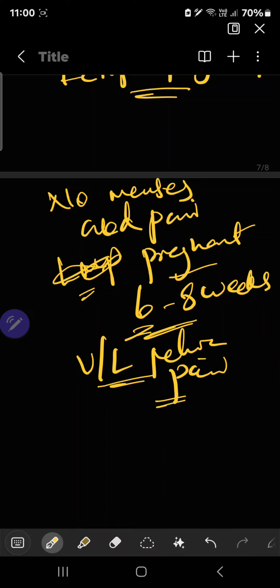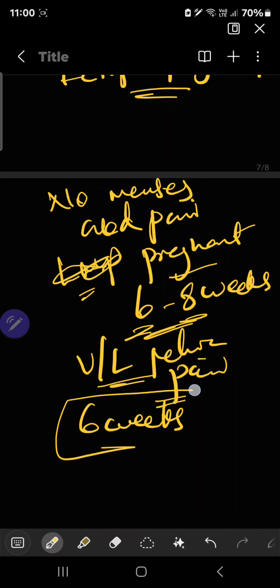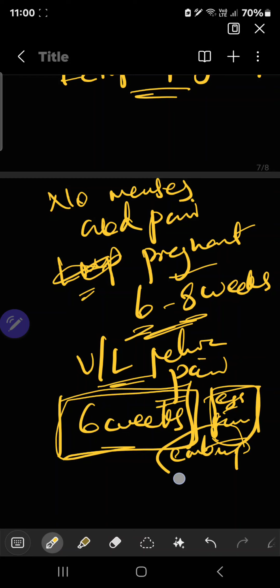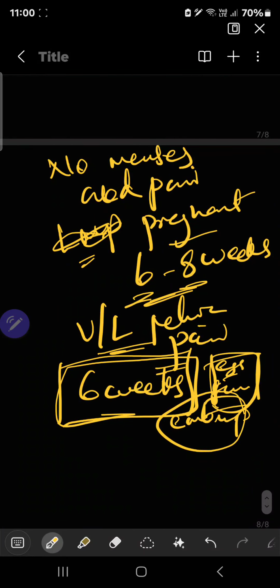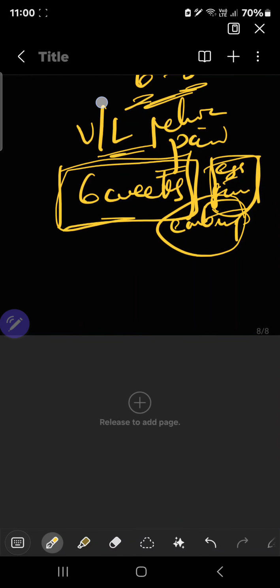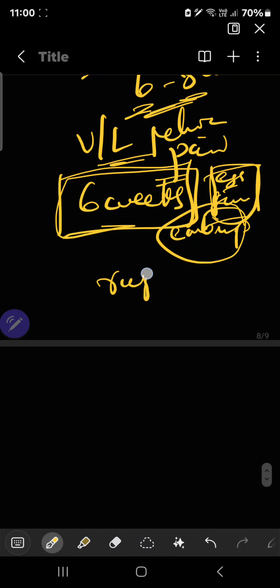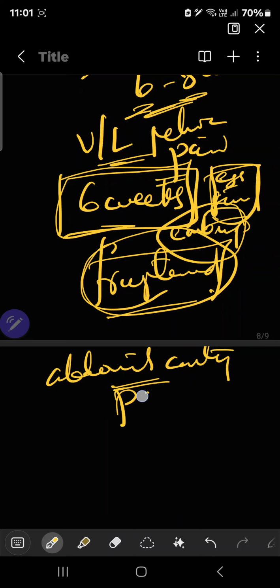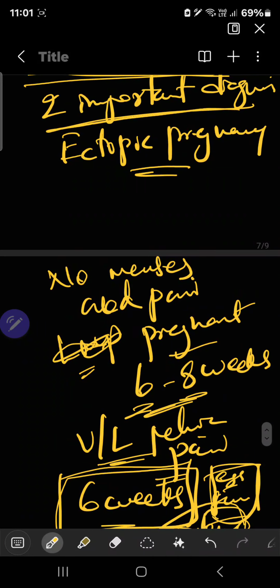See, why I am telling 6 to 8 weeks is that it takes 6 weeks for the egg to get fertilized and form into an embryo, and when this embryo attaches to the fallopian tube, that will get ruptured, and these contents will go into the abdominal cavity, causing severe pain. So ectopic pregnancy you should never miss.